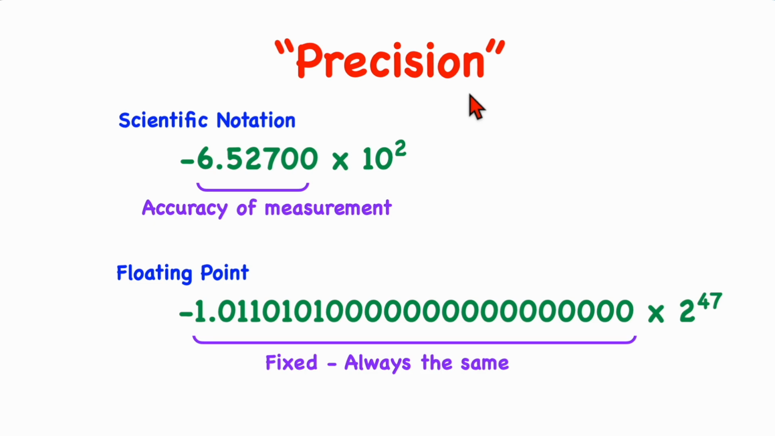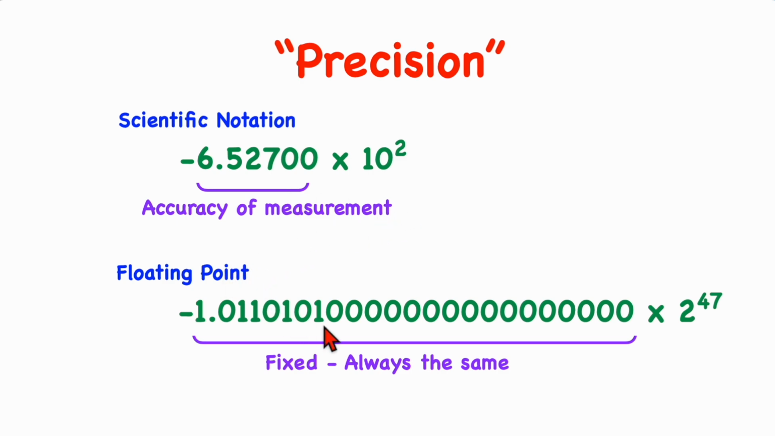The term precision has different meanings depending on whether we're talking about scientific notation or floating point values. We might say that precision is imprecise. With scientific notation, the number of digits tells you about the accuracy of the measurement. So the number of digits itself conveys information. It tells you how close this value is to some ideal or correct number.